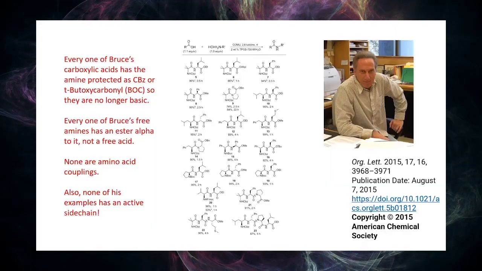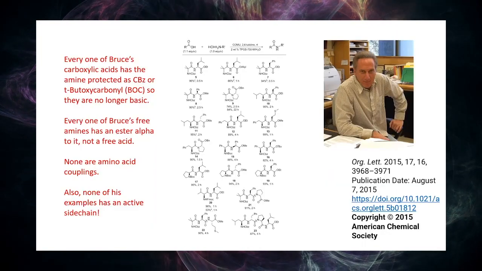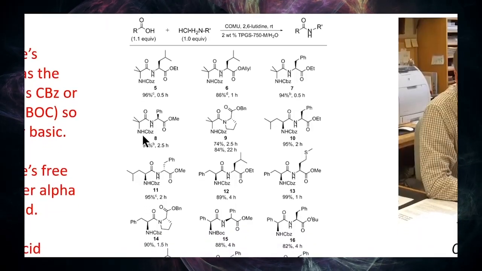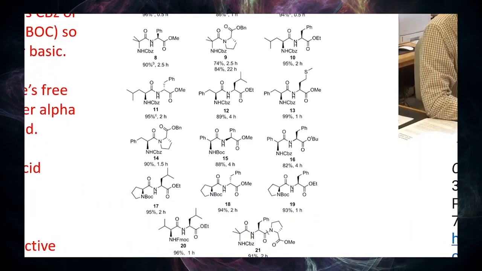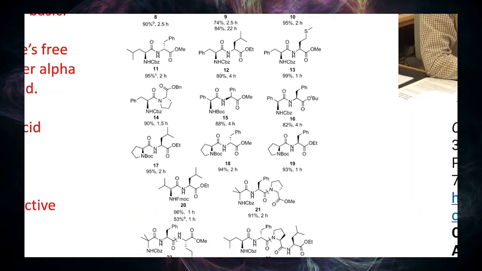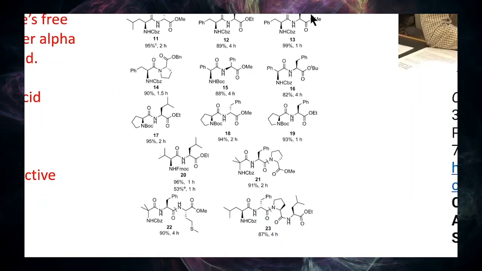Also, none of his examples have side chains. Remember I showed you that list of amino acids. About half of them have active side chains. Some have OH groups, some have SH groups, some have NH2 groups, amine groups, some have carboxylic acid groups. You have to protect those or they would get involved. So this is a totally loaded system.